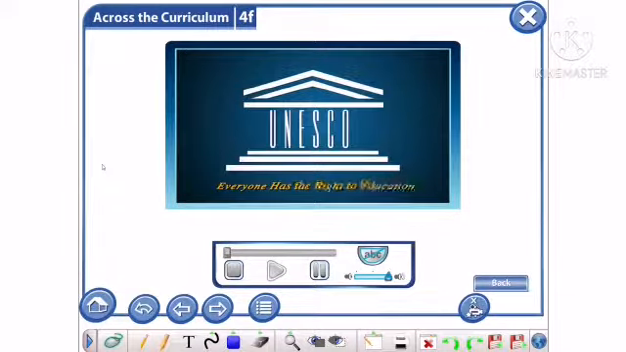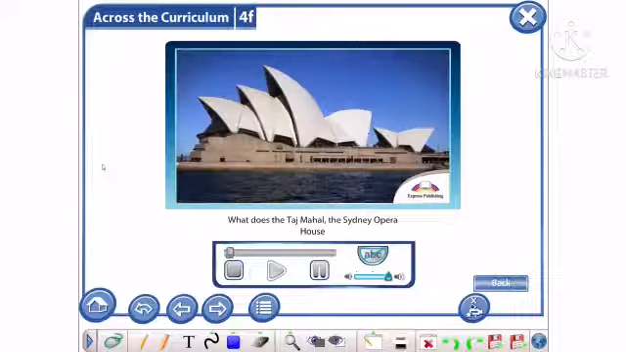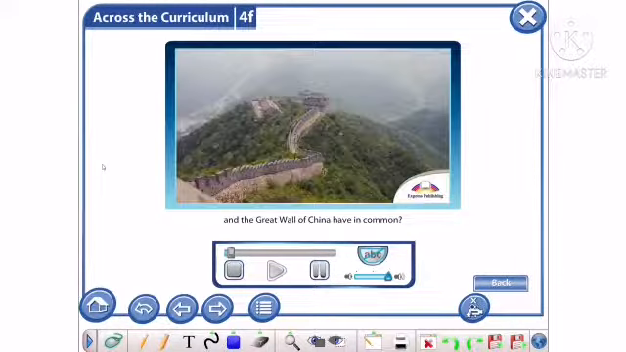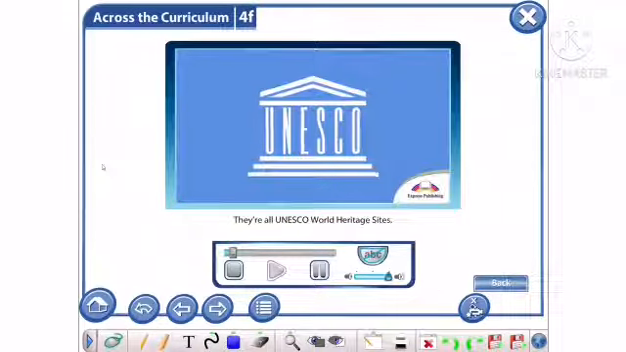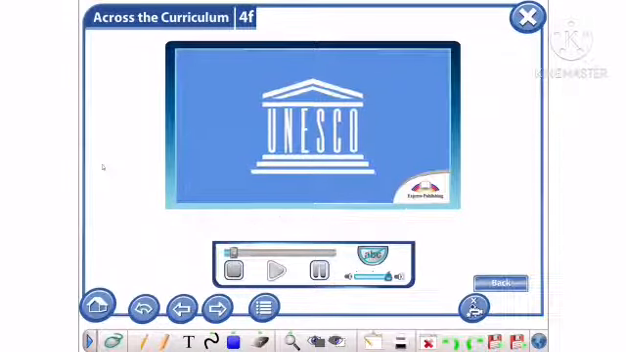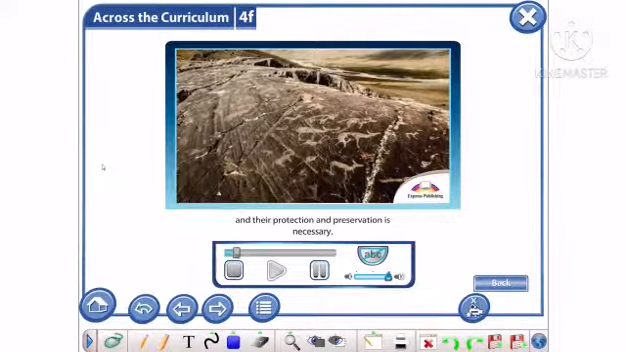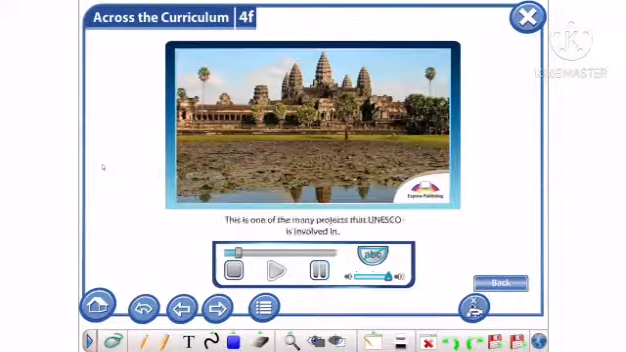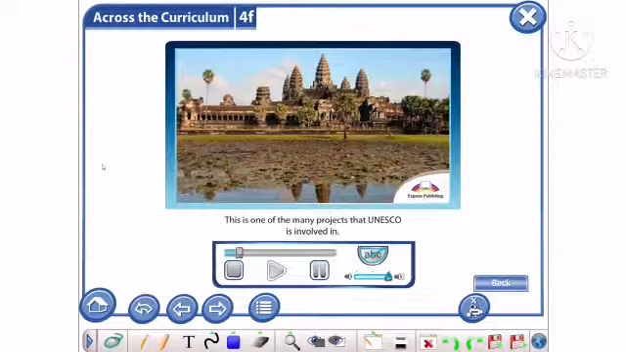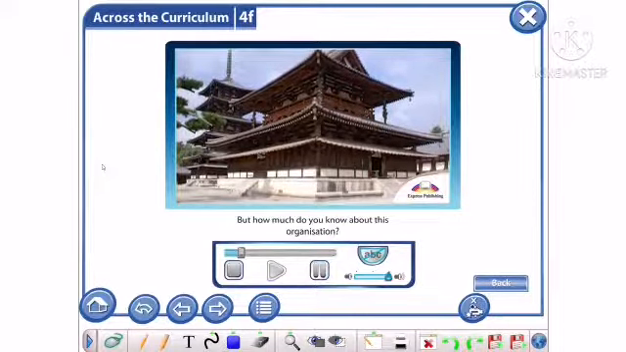UNESCO. Everyone has the right to education. What does the Taj Mahal, the Sydney Opera House, and the Great Wall of China have in common? They're all UNESCO World Heritage Sites. This means that they are important to our history and culture, and their protection and preservation is necessary. This is one of the many projects that UNESCO is involved in. But how much do you know about this organisation?